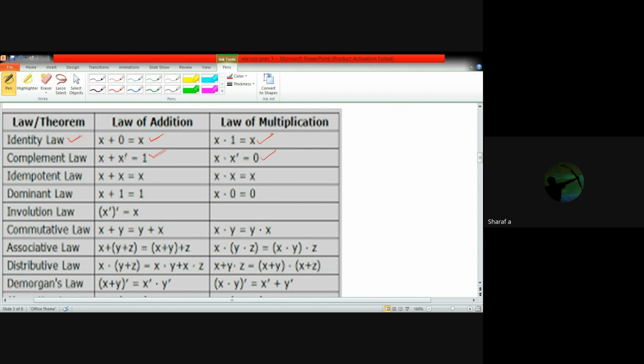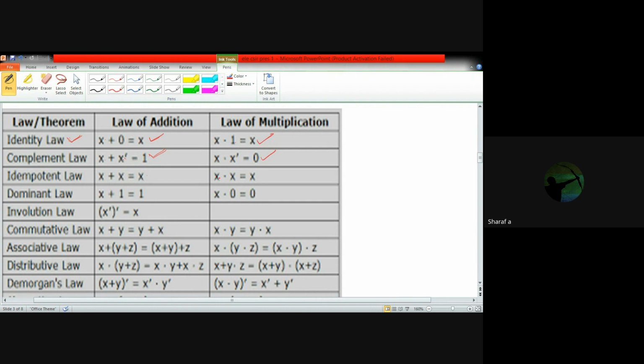The third one is the idempotent law, that is x plus x is x, which means if you add a variable with the same variable, you will get the same variable. Like a plus a is a, or b plus b is b, or 0 plus 0 is 0, similarly 1 plus 1 is 1. If you add a value with the same value, you will get the same value.